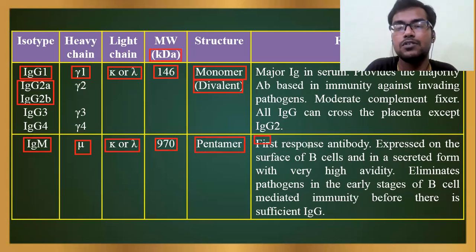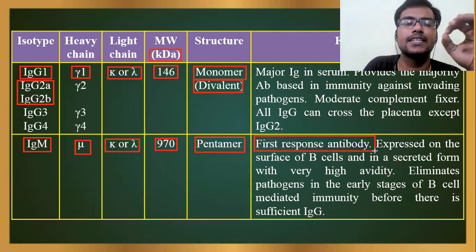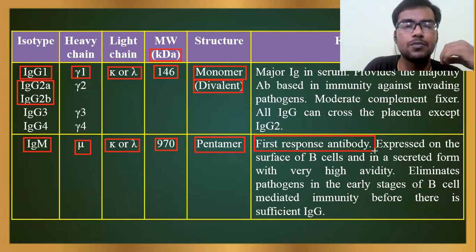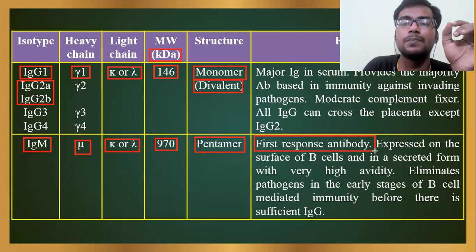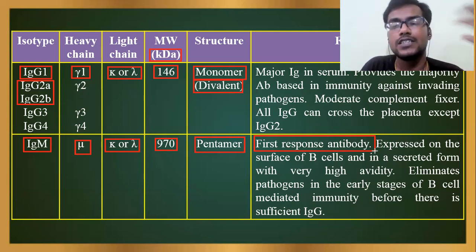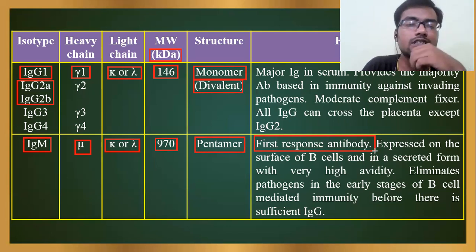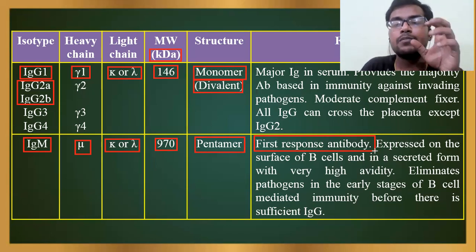The fast response antibody is IgM. When any antigen enters our body, the first antibody to interact with that antigen is IgM, which is expressed on the surface of the B cell and is secreted with very high avidity. Avidity means high concentration: IgM is secreted from the B cell in high concentration.